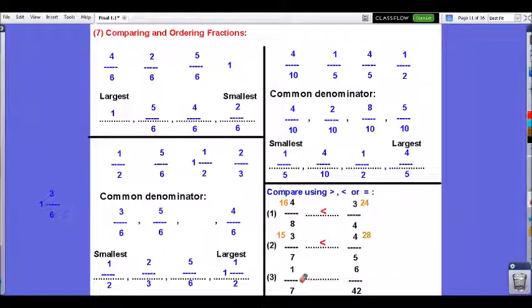All right, the last one over here, you take 42 and multiply by 1, which gives you exactly 42. You take the 7, the denominator, multiply by the 6, which gives you also 42. Then yes, 42 and 42, both of them are the same, so they are equal.